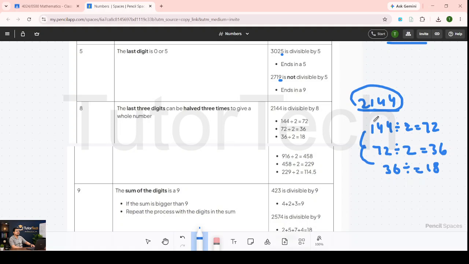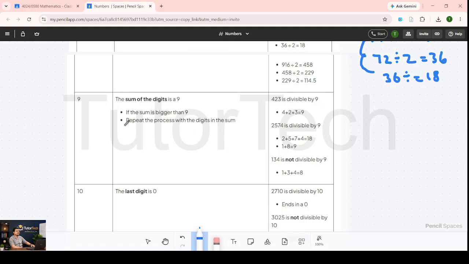And after that, we need to find out if the numbers are divisible by 9 or not. So the sum of the digits should be 9. If the sum of the digits is bigger than 9, then repeat the process. Like in the first case, we have 423. Let's sum this: 4 plus 2 plus 3 will give you 9. It means this number is divisible by 9.